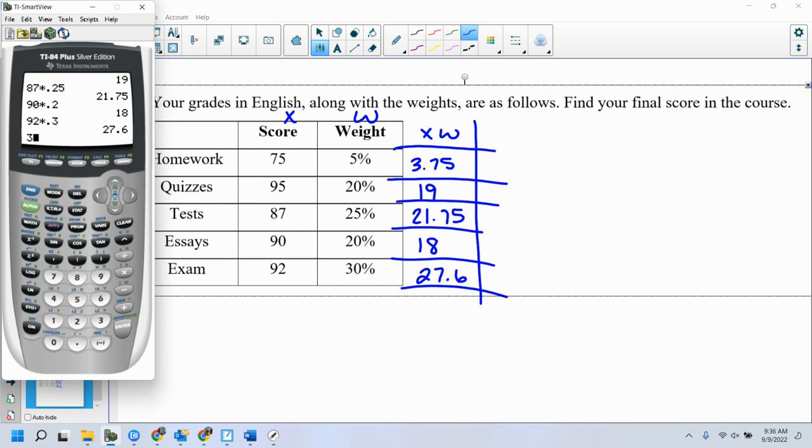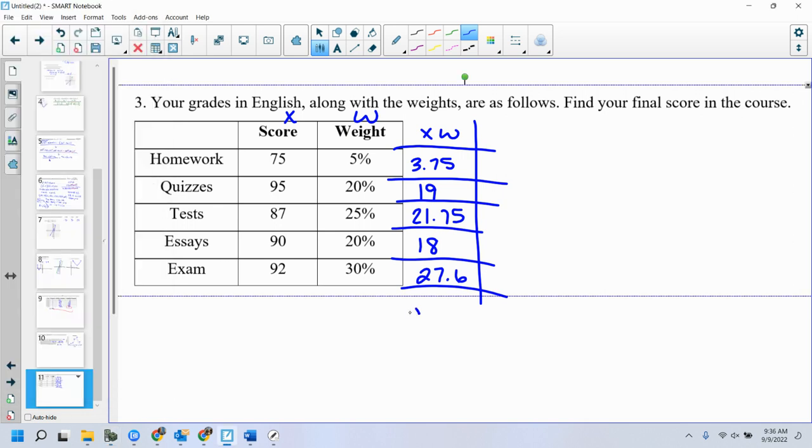It's going to be 3.75 plus 19 plus 21.75 plus 18 plus 27.6. That's 90.1. Is that what you guys got? Check me, because again, this is the first time I'm doing this. You guys are my guinea pigs, so make sure that mine comes out similar to yours.